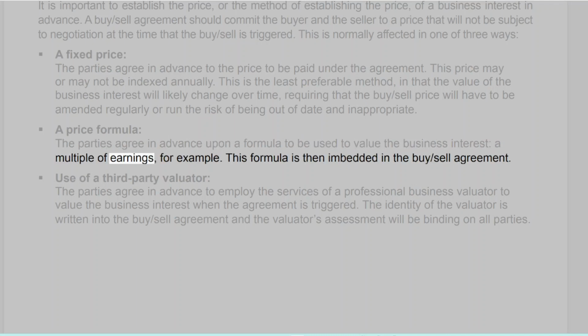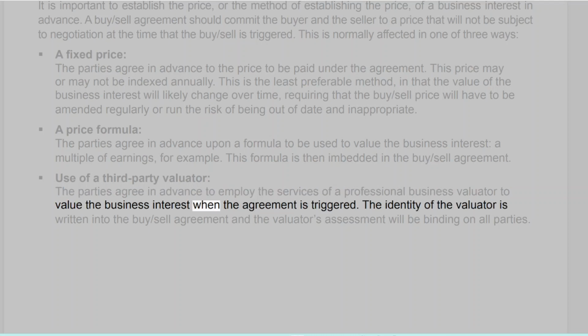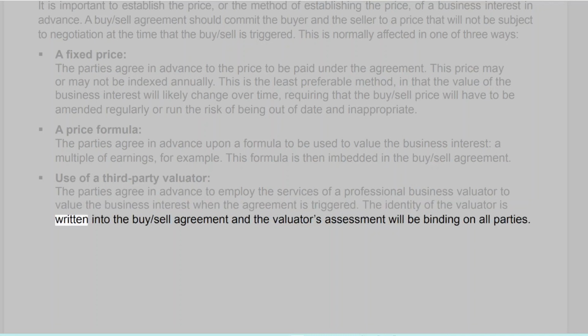A price formula: the parties agree in advance upon a formula to be used to value the business interest, a multiple of earnings, for example. This formula is then embedded in the buy-sell agreement. Use of a third-party valuator: the parties agree in advance to employ the services of a professional business valuator to value the business interest when the agreement is triggered. The identity of the valuator is written into the buy-sell agreement, and the valuator's assessment will be binding on all parties.